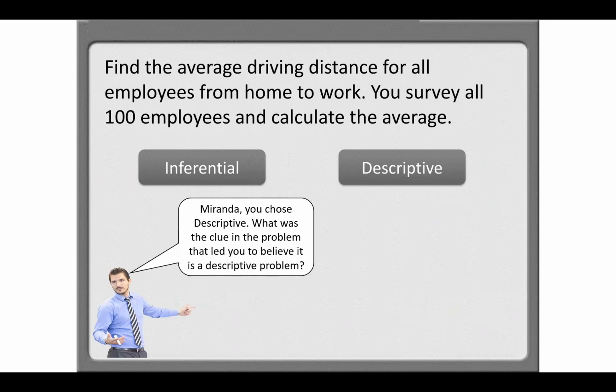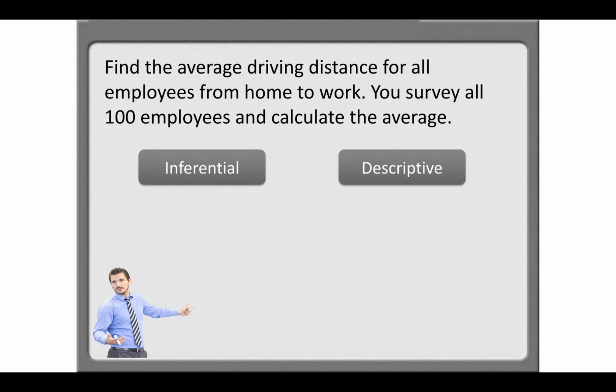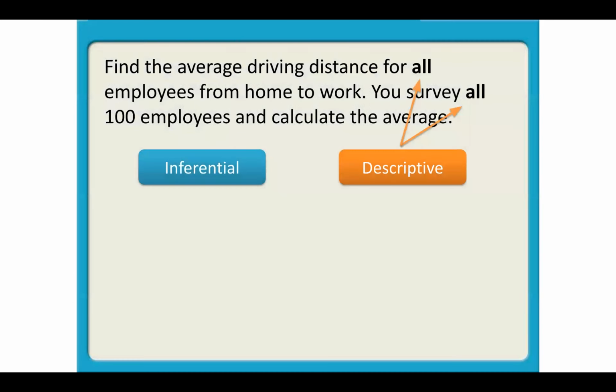Or you may have them explain their answer to the person next to them. For example, the instructor might say, Miranda, you chose descriptive. What was the condition in the problem that led you to believe it is a descriptive problem? The student could respond, well, I chose descriptive because it says they surveyed all the employees. You may ask the class if anyone chose the other option and why. For example, the instructor could say, of those who chose inferential, who would like to explain why you chose inferential? Then show them the correct answer with the clues.